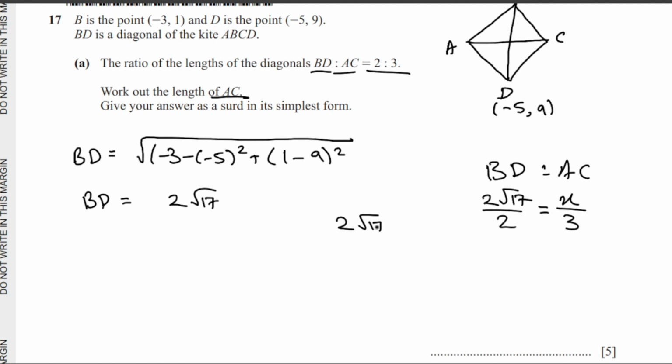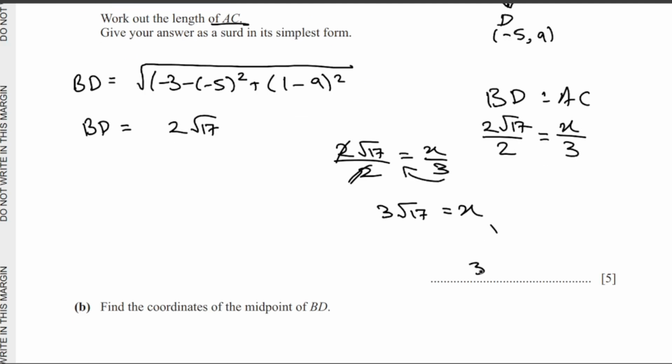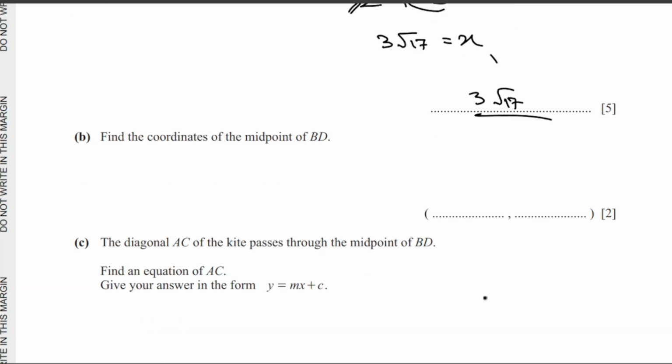So 2 root 17 over 2 equals x over 3, right? That gets cancelled with that, and we just need to take that there and multiply. So our answer would be 3 root 17 equals x, which is indeed the final answer as I am looking at the marking scheme on the right hand side. Anyways, find the coordinates of the midpoint of BD.